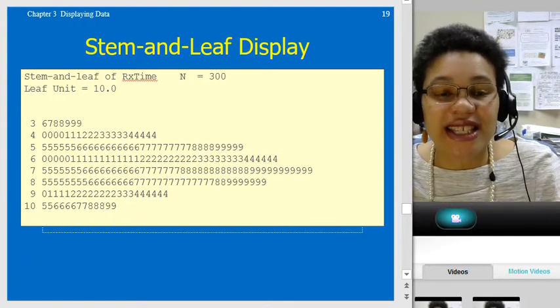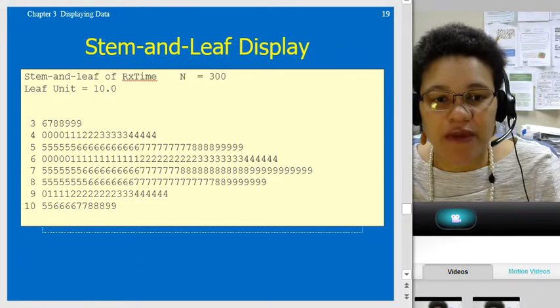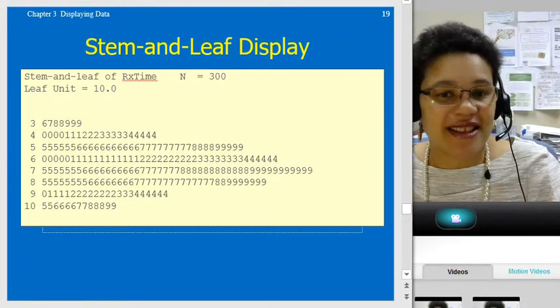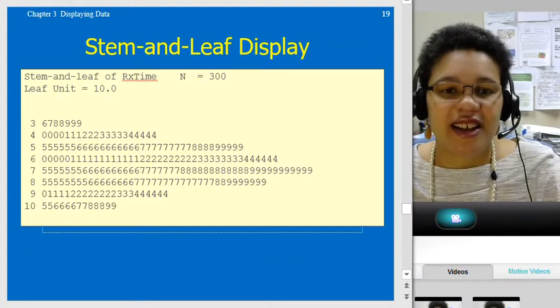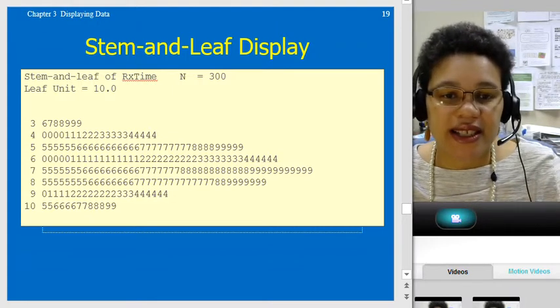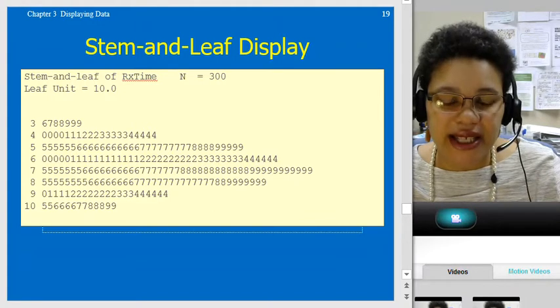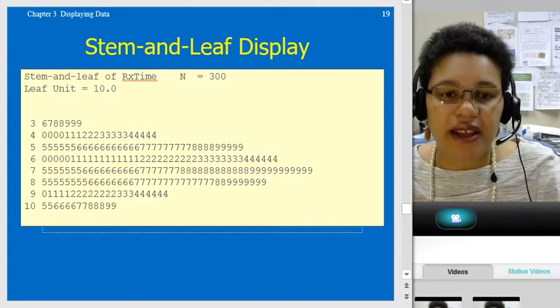We know this is in tens, so it has to be 30, 40, 50, 60, 70, 80, 90, 100. And I'm guessing that it's in seconds. And so the stem is in tens and then the leaves are in ones. So that's why 36 is the first score, the first time.